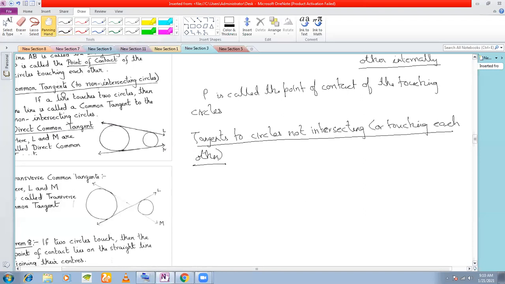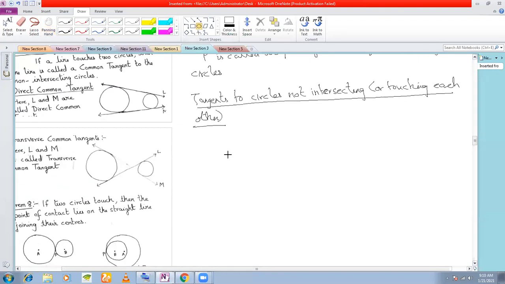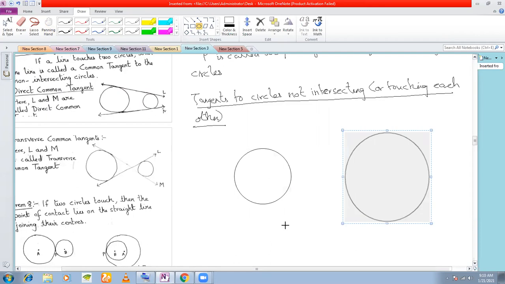If I have two isolated circles that do not touch or intersect each other, then I can have two common tangents to the circles. The first common tangent will be in this manner. We can draw one tangent.